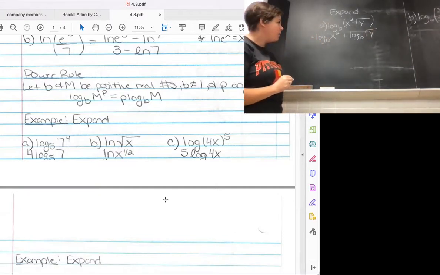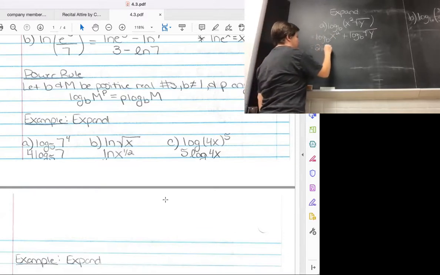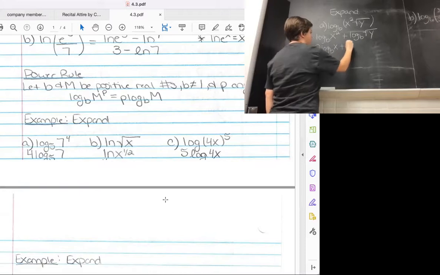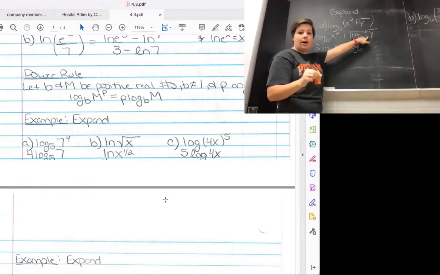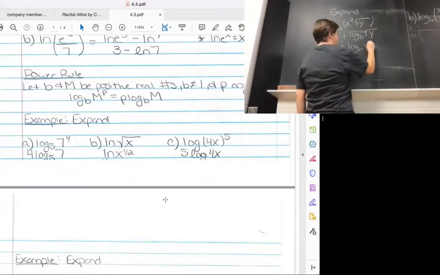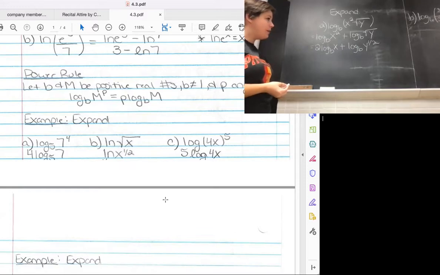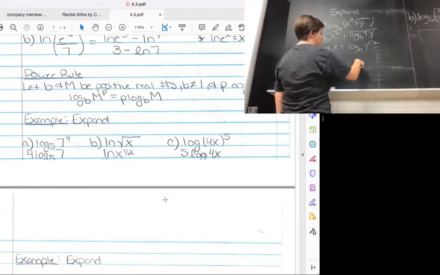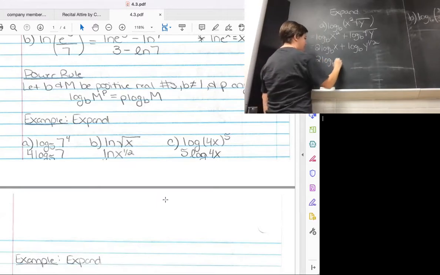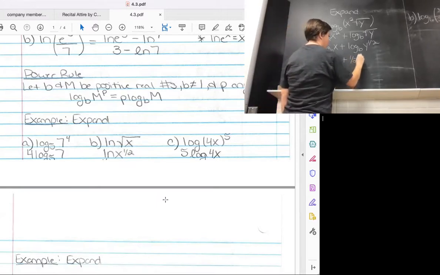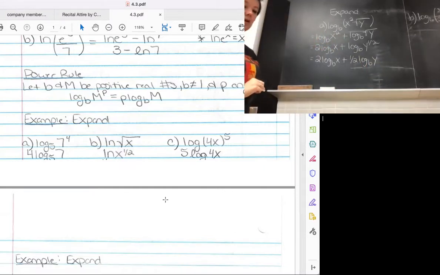Now I have my power rule. I can bring my 2 out in front. So that's 2 log base b of x plus log base b. And then I need to write this not as a square root of y, but as y to some power. And that's y to the 1/2 power. Then I can do the power rule again for the second bit to pull that 1/2 out front. So the 2 log base b of x stays the same, but then I have plus 1/2 log base b of y. Now it is fully expanded.